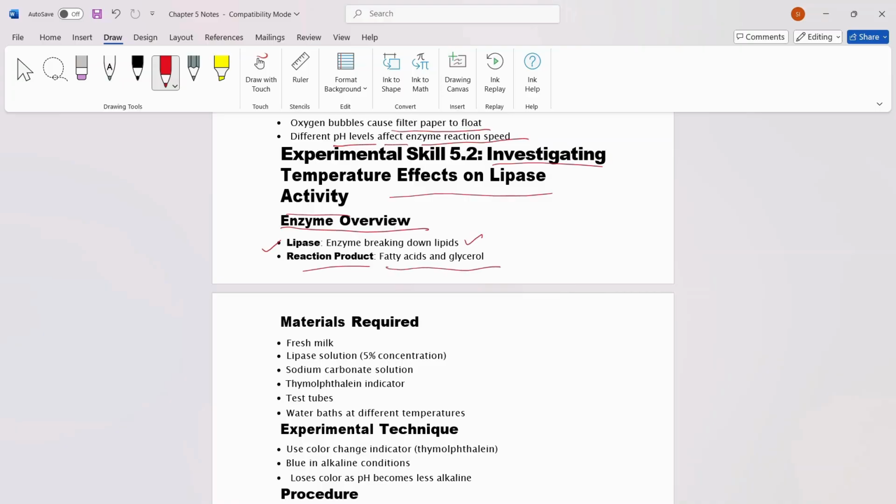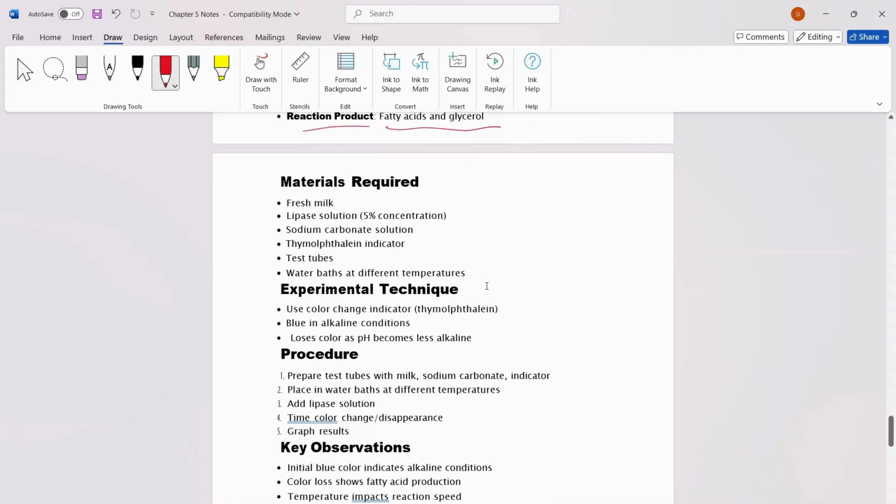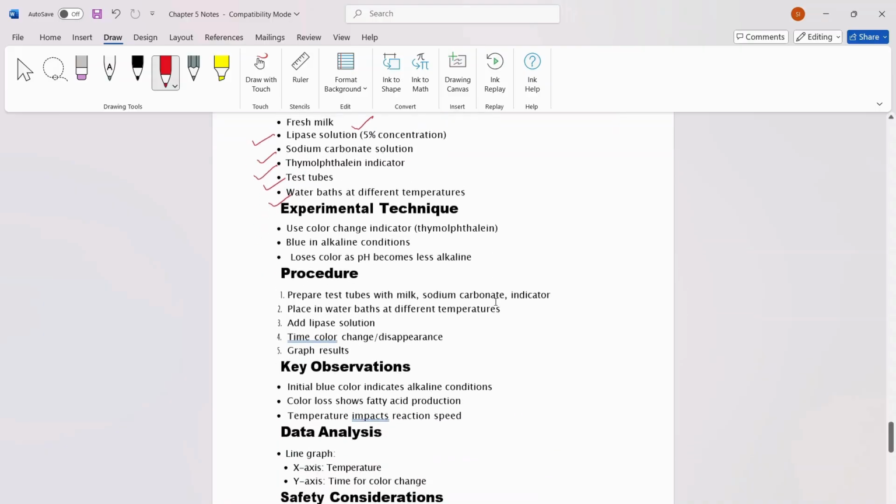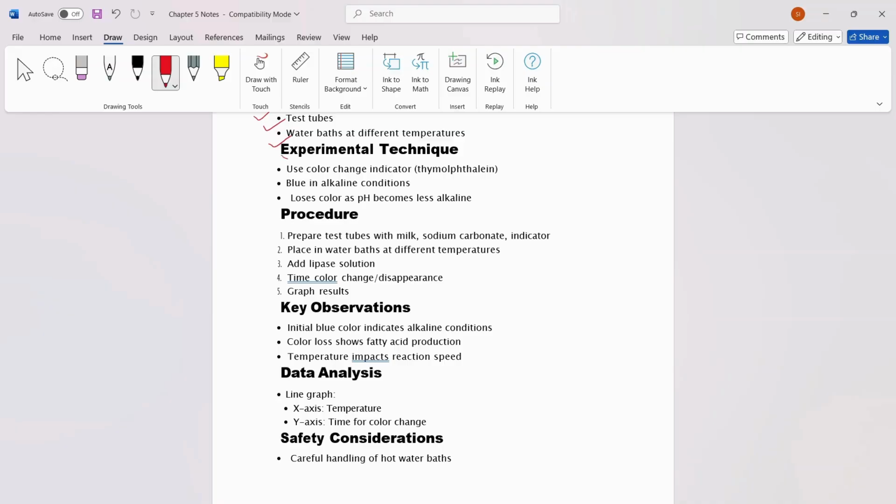Reaction product: fatty acids and glycerol. Materials that we need: fresh milk, lipase solution, sodium carbonate solution, thymol phthalein indicator, test tubes, water baths at different temperatures. Experimental technique: use a color change indicator, thymol phthalein, which is blue in alkaline condition and loses color as pH becomes less alkaline.